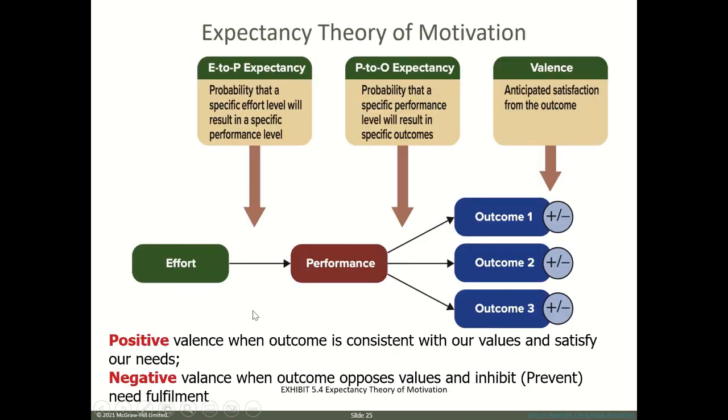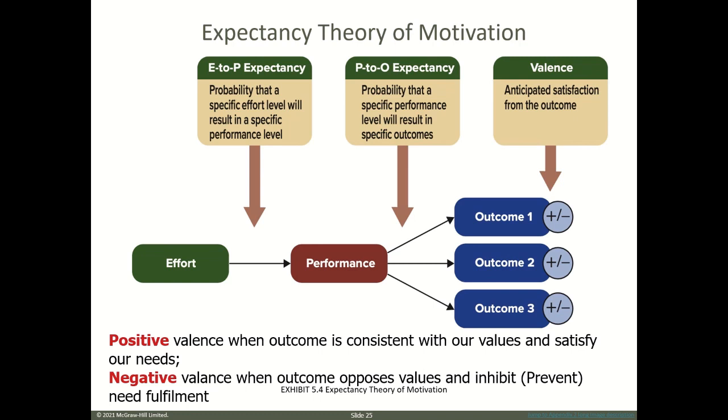Now, the next theory is the expectancy theory of motivation: E to P, P to O, and valence. E here is effort. Effort to performance is E to P, and performance to outcome is known as P to O. E to P means expectation: the probability that a specific effort the employee is making in the organization will result in a specific performance level.